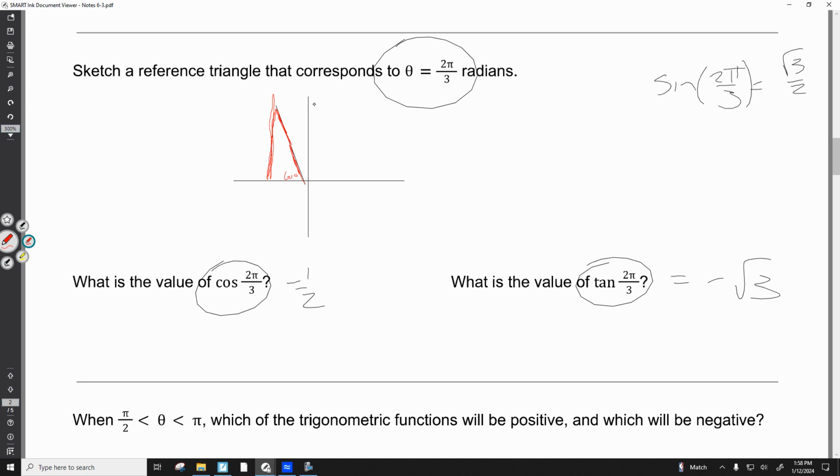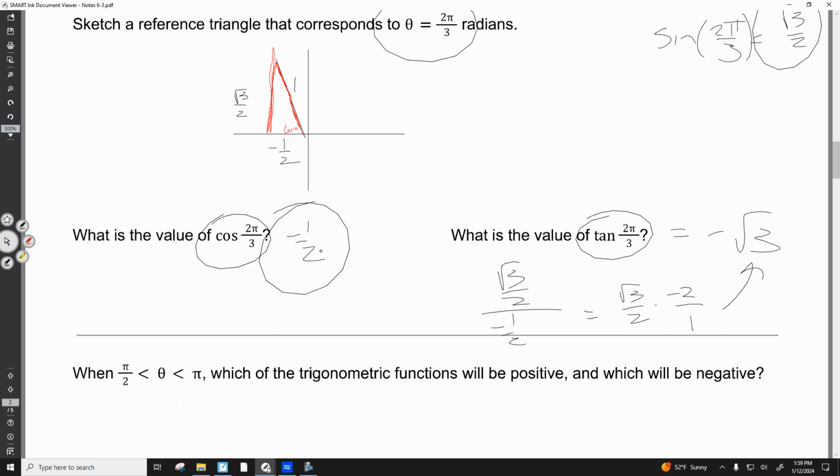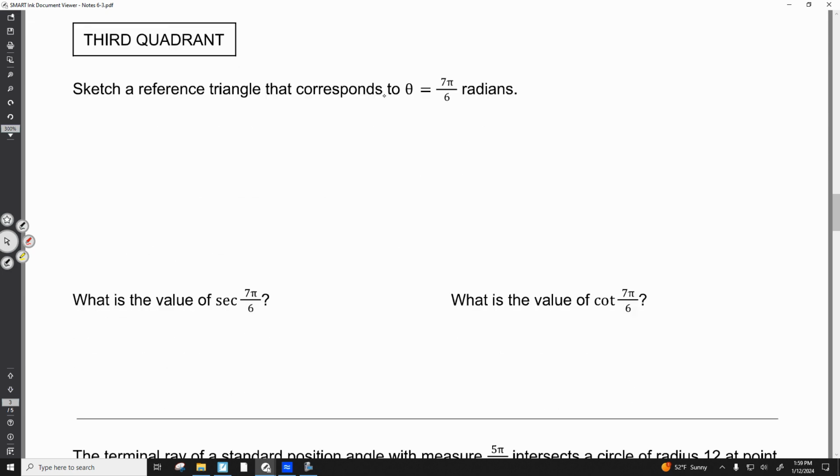So remember that. We label our side lengths of our tall 30, 60, 90 triangle, paying attention to direction. Sine, opposite over hypotenuse, boom, there's my root 3 over 2. Cosine, adjacent over hypotenuse, boom, that's my negative 1/2. Tangent, root 3 over 2 divided by negative 1 over 2 is root 3 over 2 times negative 2 over 1, which ends up being negative root 3. Yep, we'll come back.